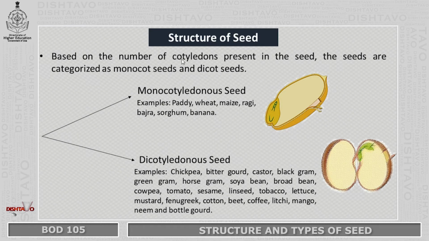As I already said, the structure of the seeds is all dependent on the number of cotyledons that are present in the seed, and accordingly, the seeds can be categorized as monocot seeds and dicot seeds. Monocot seeds are seeds which bear only one cotyledon. Examples: paddy, wheat, maize, ragi, bajra, sorghum, banana, and so on. Whereas the dicotyledonous seeds are seeds which have two cotyledons. Examples are chickpea, bitter gourd, castor, black gram, horse gram, tobacco, lettuce, mango, neem, bottle gourd, and so on.